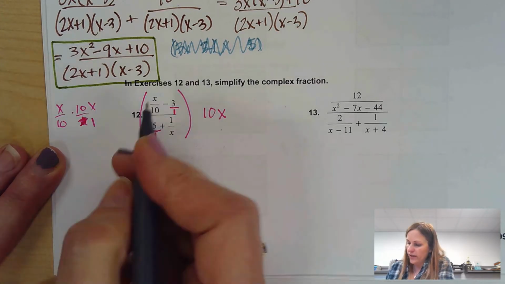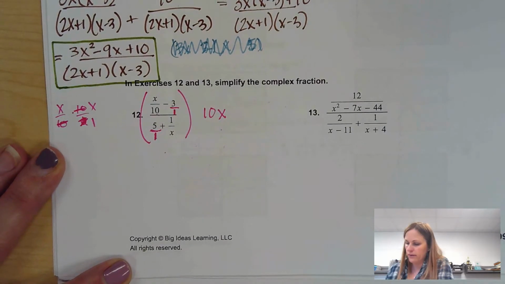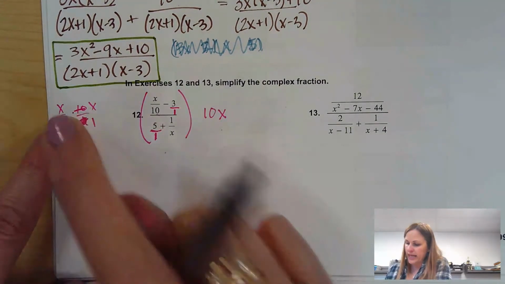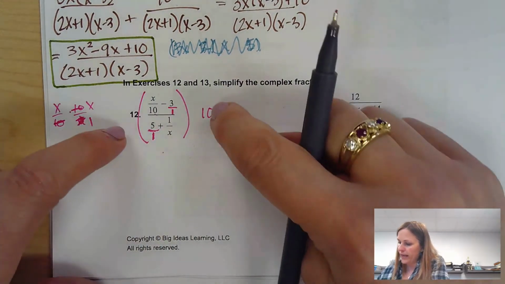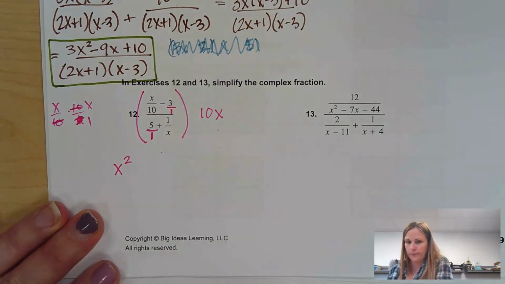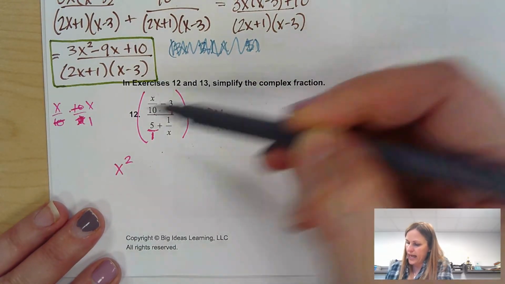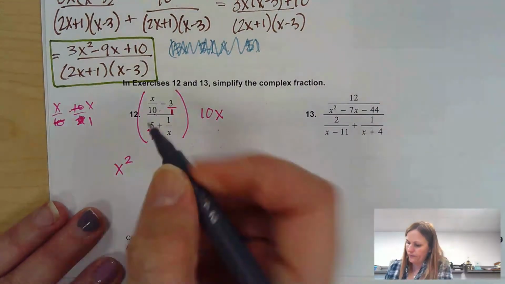The reason I scale this up is so that my denominator goes away. So in other words, I'm canceling out my 10s. What am I left with? Well, if I cancel out my 10s, I'm left with x times x, which is x squared. So if I multiplied x over 10 by 10x, I'm left with x squared.